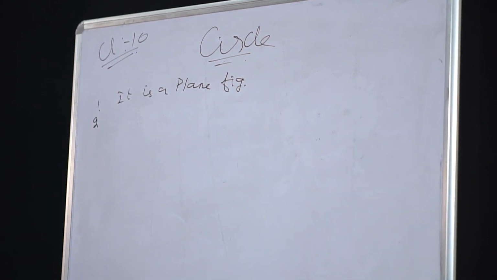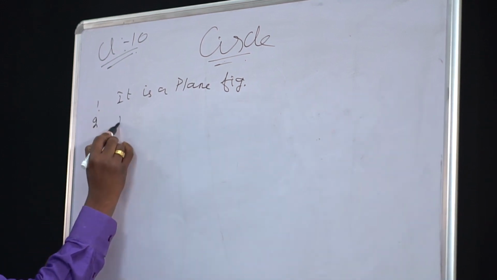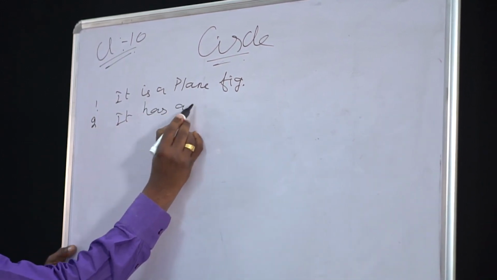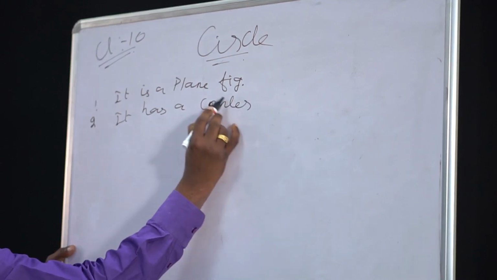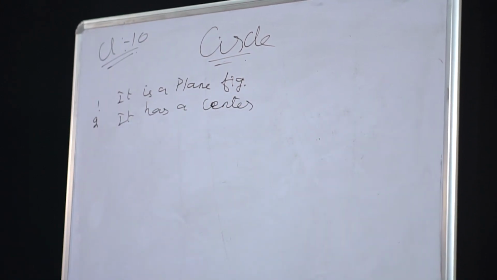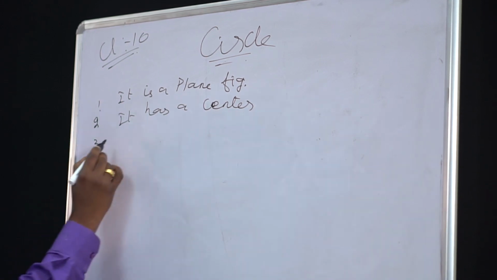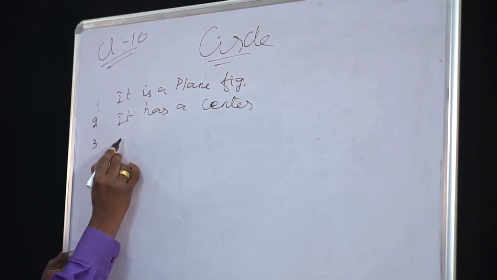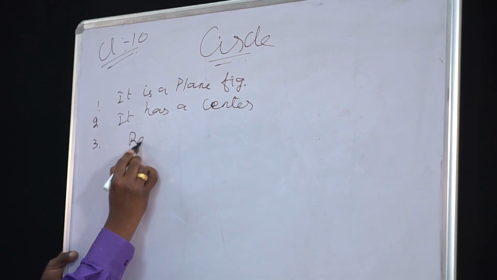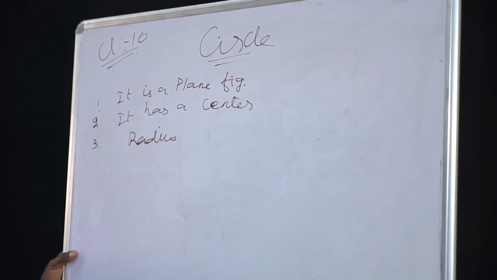there are some basic points you know about circles. It has a center. That you know, right? How many centers does it have? Yes, only one. Okay. Then it has a which one? Radius, right? What is radius?